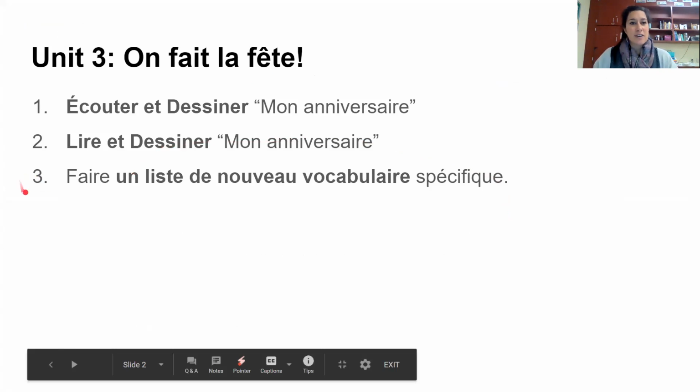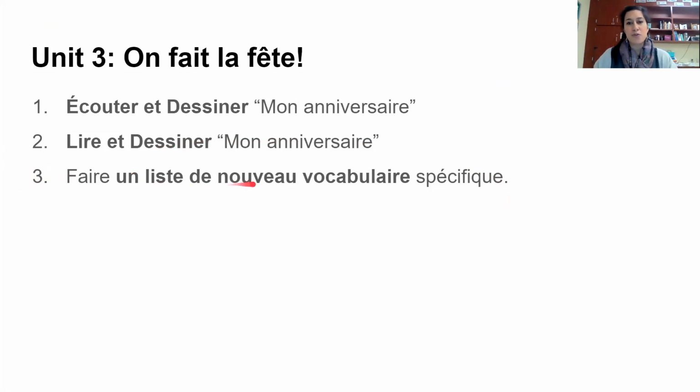Ok, classe, nous allons continuer à numéro 3. Faire une liste de nouveaux vocabulaires spécifiques. So, with this now, you're going to have the drawing on one side, put that to one side. You're going to submit that on PowerSchool by the end. I want you to now get out wherever you're taking your notes. This could be online or it could be in your notebook.